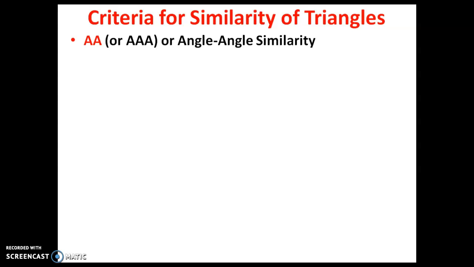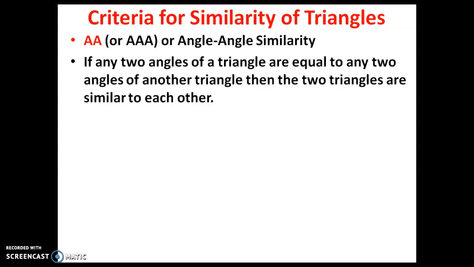In a triangle, the addition of all angles is equal to 180 degrees. So if two angles of two triangles are equal, then obviously the third angle will also be equal. So that's why it is AA or AAA. According to this criteria, if any two angles of a triangle are equal to any two angles of another triangle, then the two triangles are similar to each other.